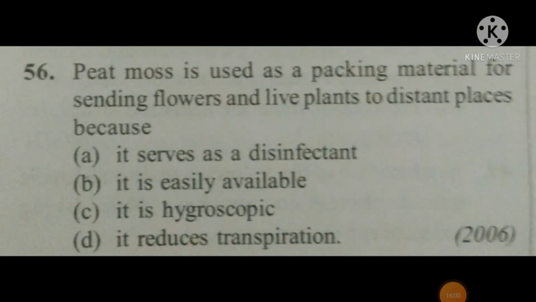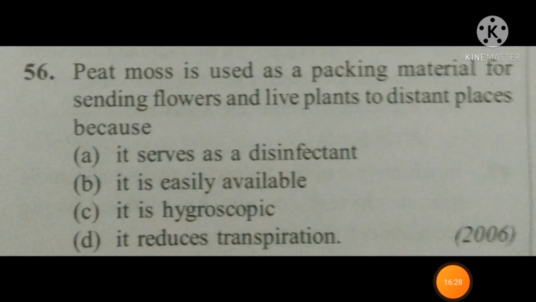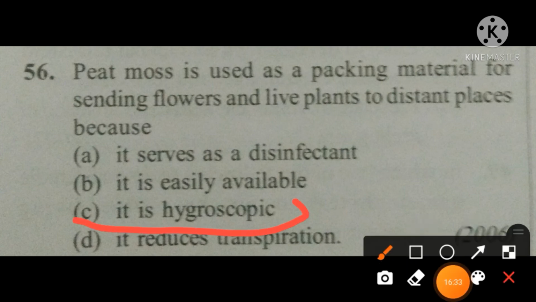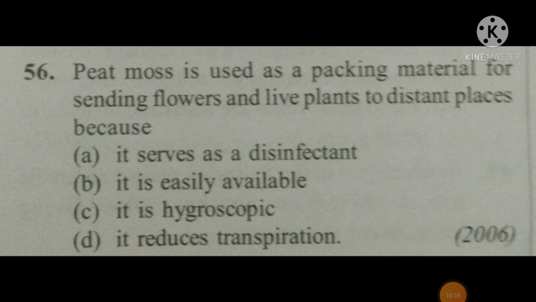56. Peat moss is used as a packaging material for sending flowers and live plants to distant places because A, it serves as disinfectant. B, it is easily available. C, it is hygroscopic. D, it reduces transpiration. So the correct answer for this is option C, it is hygroscopic.